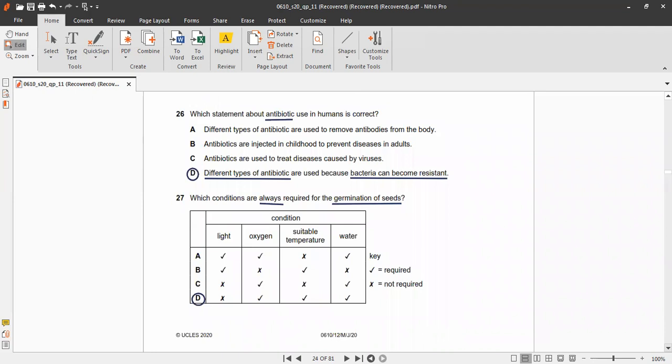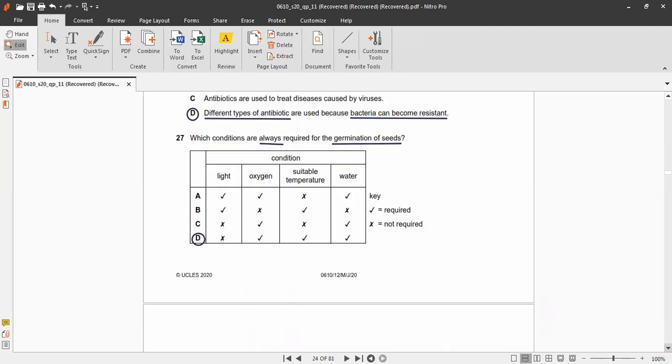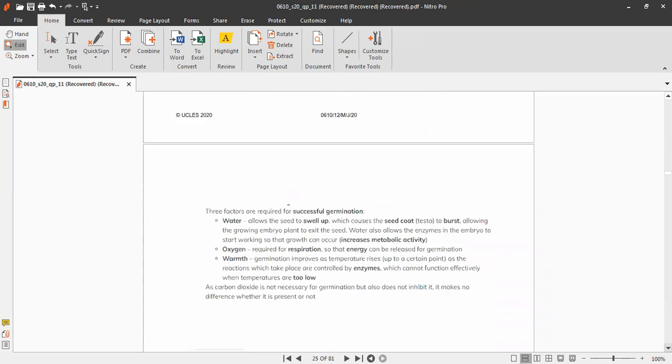Which conditions are always required for the germination of seeds? Yes, oxygen, always, because here it says always. Oxygen, suitable temperature, and water. What about light? Light is not always required, because germination of seeds occurs in light and in dark. So the correct answer is D, oxygen, suitable temperature, and water.